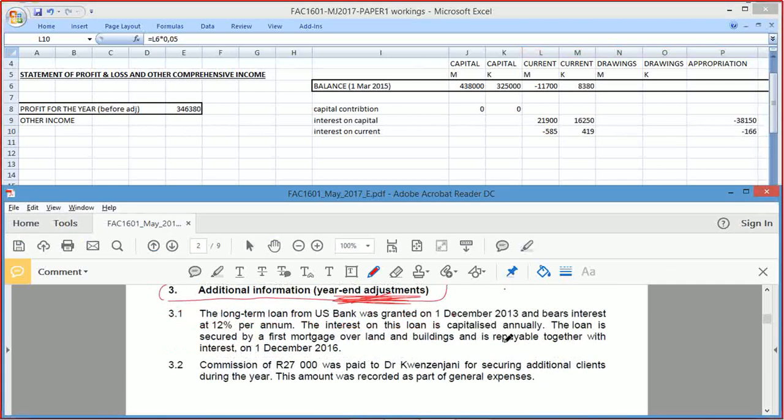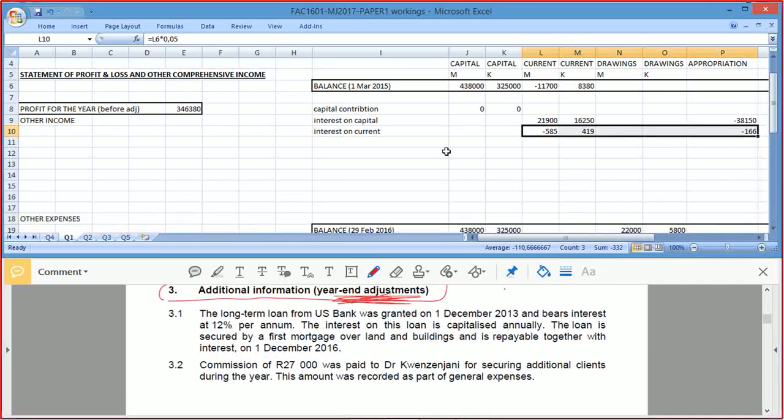Next, disclosure information. Do I need 3.1? 3.1. I'll read now. Just hold on. The long-term loan, yeah, you are going to need that. Why? Okay, the long-term loan from the bank was granted on the 1st of December 2013 and bears interest at 12% per annum. The interest on this loan is capitalized annually. The loan is secured by a first mortgage over land and buildings and is repayable together with interest on the 1st of December 2016.